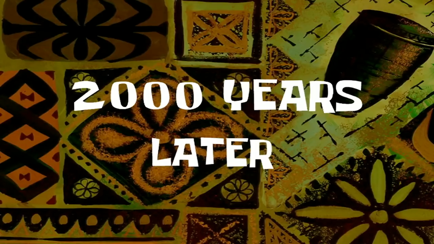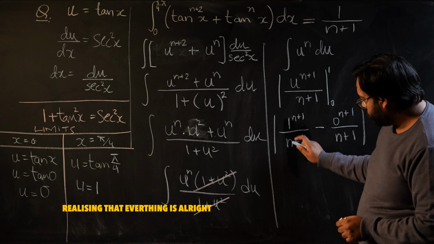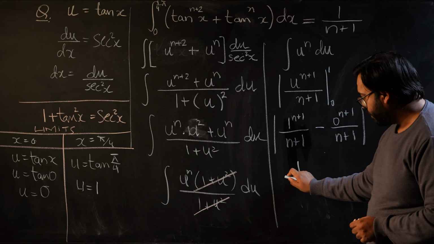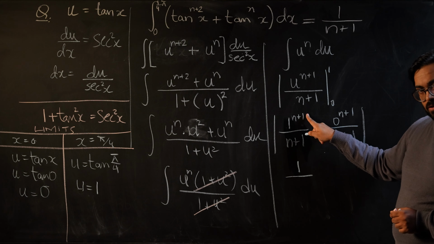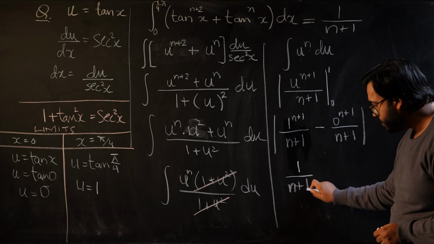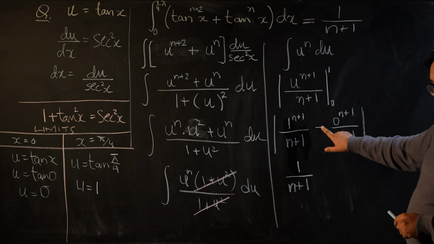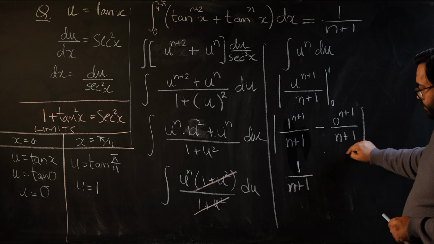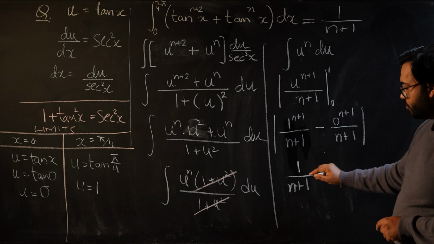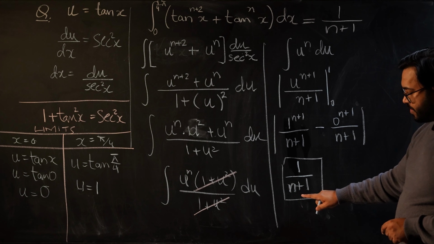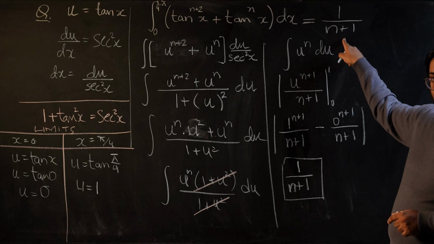Okay, so this would be 1 over n plus 1. 1 raised to power anything would be 1. So this would be 1 over n plus 1, and minus 0 raised to power anything would be 0. So this would be 0 over n plus 1. This would go away, and we will have our final answer as 1 over n plus 1. This is what had to be shown.